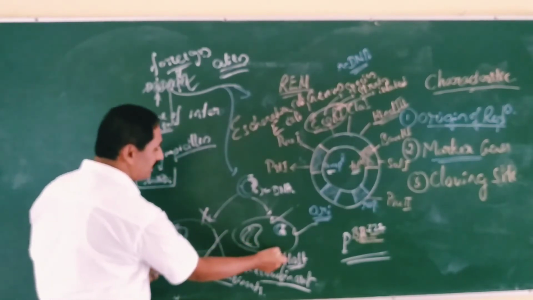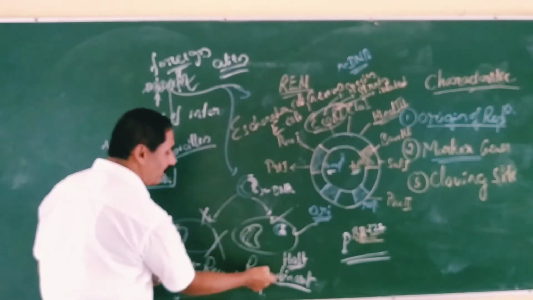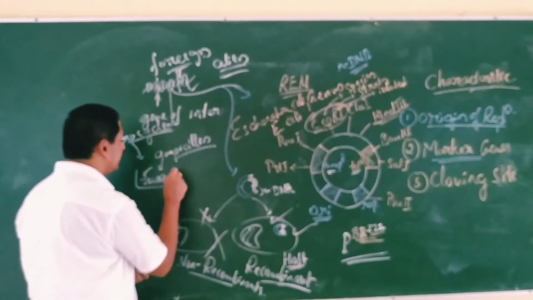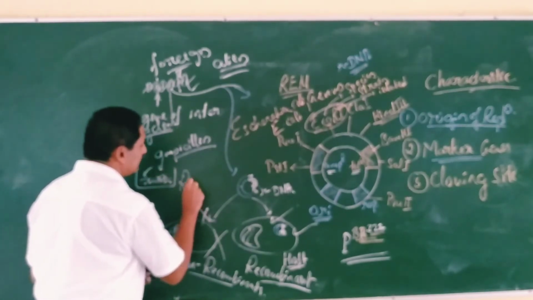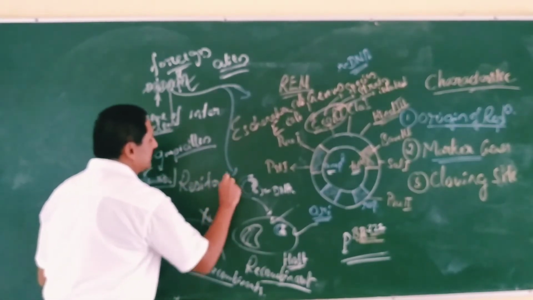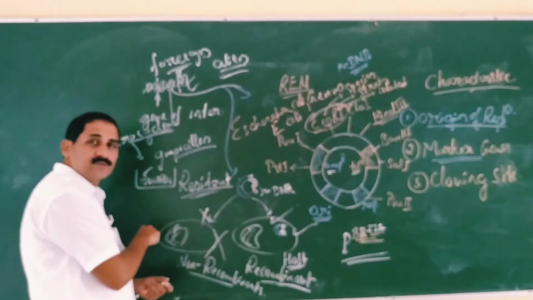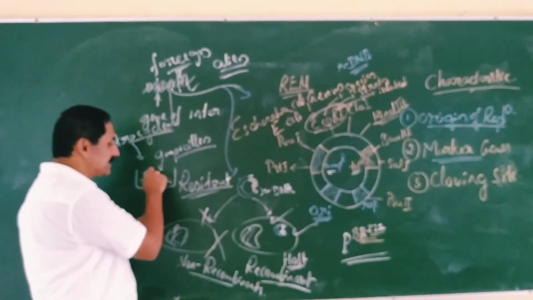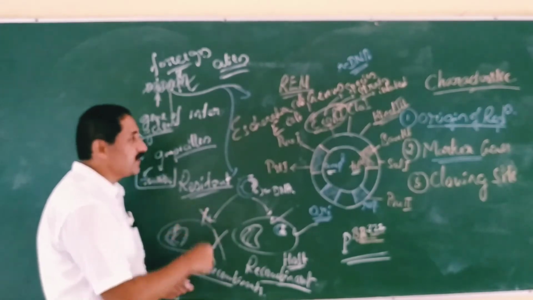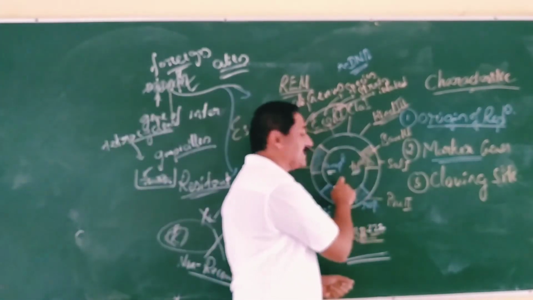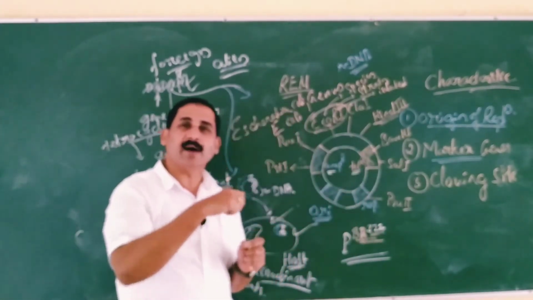Only the recombinants which contain the tetracycline resistance gene survive, and it kills the non-recombinants, which do not have the tetracycline resistance gene. We can recover just a mark.